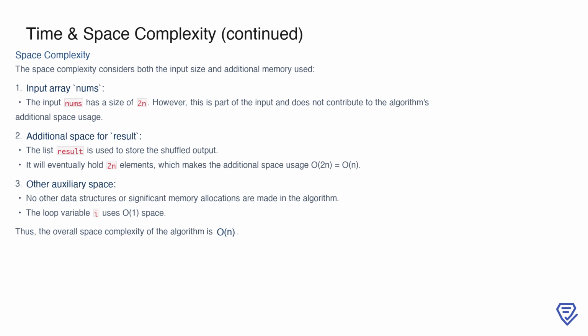Aside from this, there are no other significant memory allocations or data structures used. The loop variable i is a simple integer and uses constant space, O(1). Therefore, the overall space complexity is O(n), driven entirely by the size of the result list.